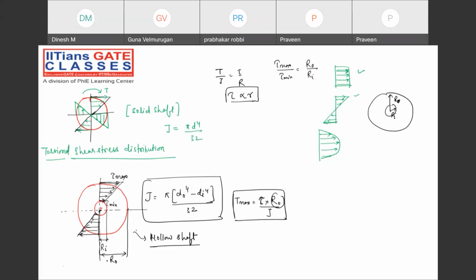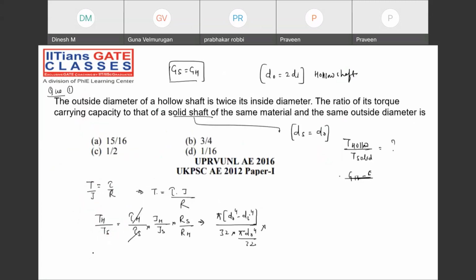Tell me, guys. R naught only, right? Perfect. And for the solid shaft it is R naught. For hollow shaft is also R naught. So both will cancel out once again. This will also cancel out. So what I'm writing over here is 1 minus d i by d naught to the power 4 simply. You know that the relationship between d naught and d i is given to you, 1 minus 1 upon 2 to the power 4. So that will become 15 divided by 16. The option, yes, you are hearing, that is correct.